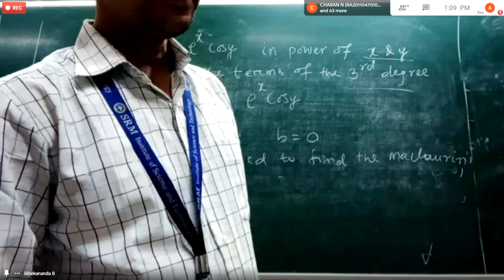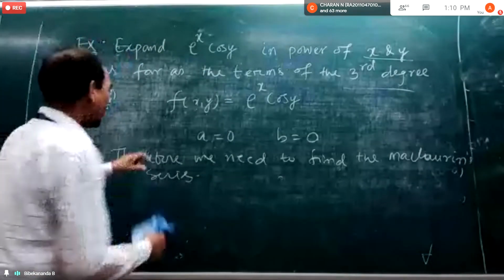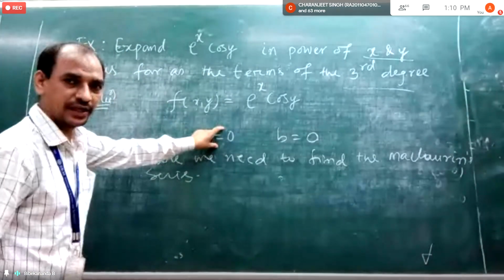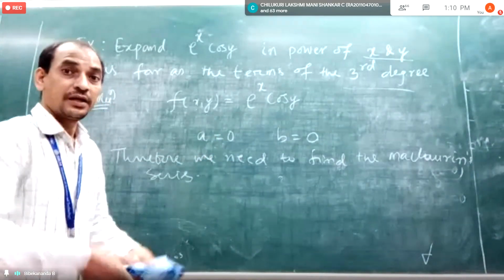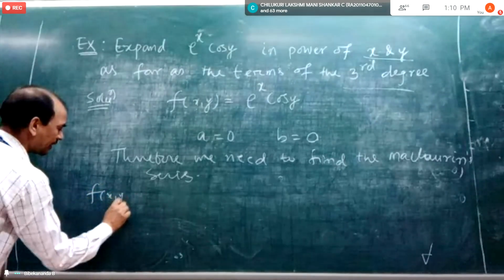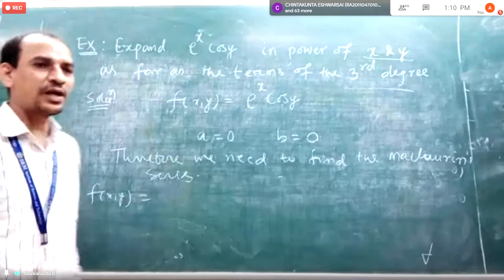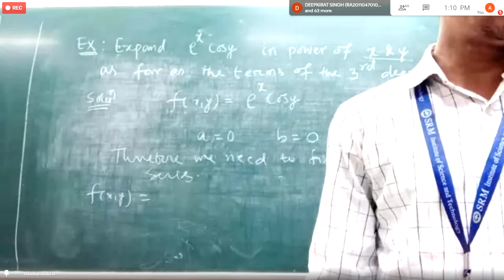Third order, we need to find. So once you know that it is the origin, then you need to find the Maclaurin series. Immediately you write the formula. So f of x y, what will be the formula? Maclaurin series formula for f of x y, you tell me.